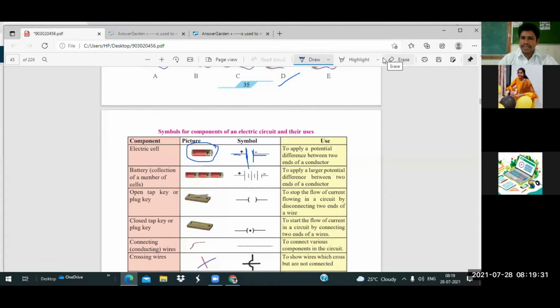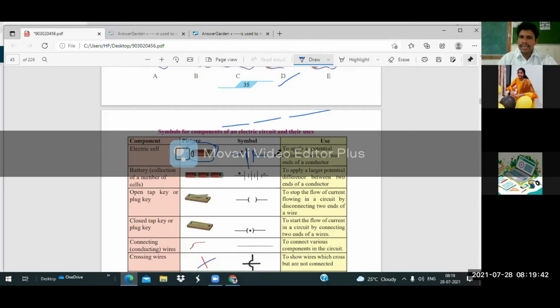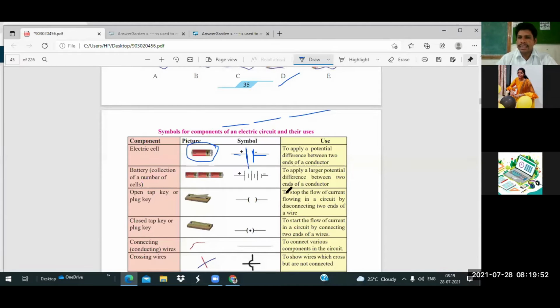A number of cells connected in series, you can see here, connected in series means like this, one after another. So when a number of cells are connected in series, that is called a battery, and its use is to produce a larger potential difference between two ends of that conductor.